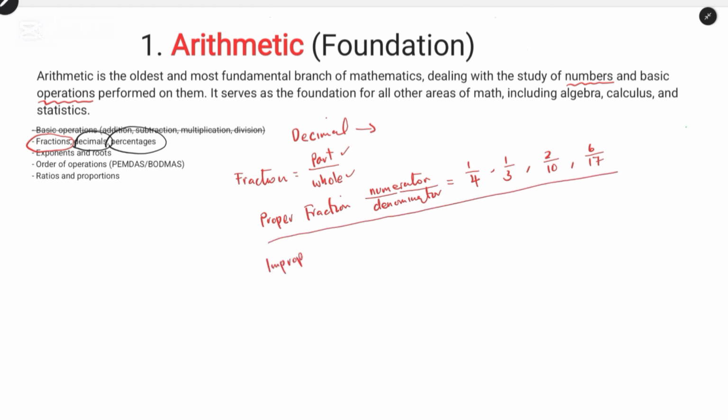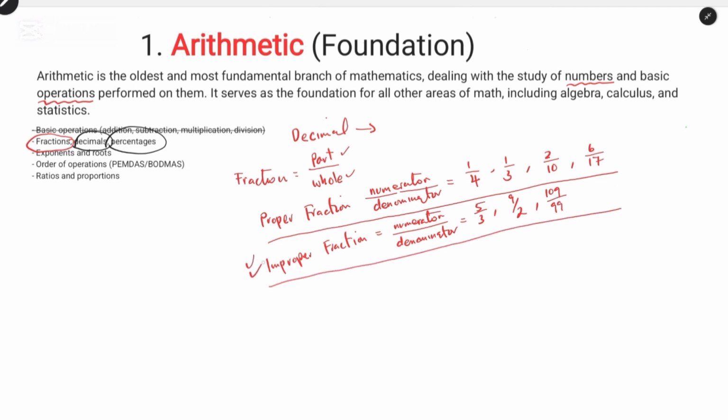And for an improper fraction, we have the numerator which must be greater than the denominator. For example, 5 on 3, 9 on 2, 9 on 99. All of these represent improper fractions.